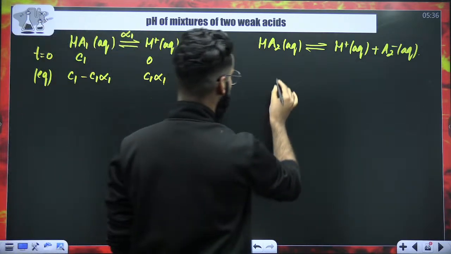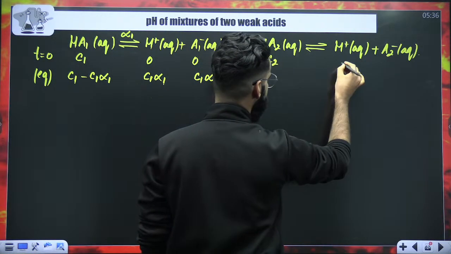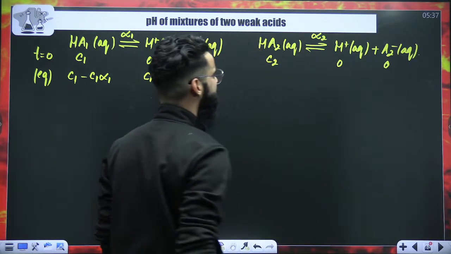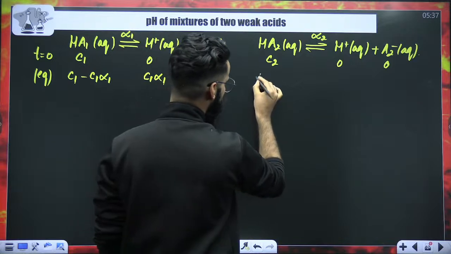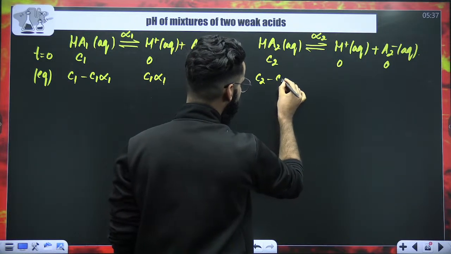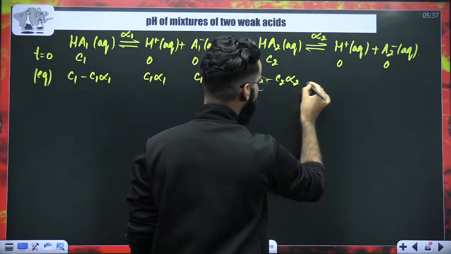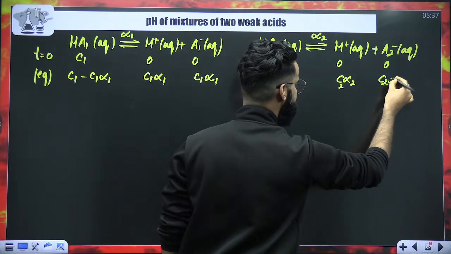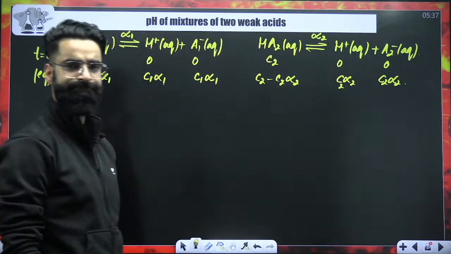In the similar way, my dear students, let's assume that the concentration of the second acid is C2, and the ions are 0 and 0. Let's assume the degree of ionization of this second weak acid is alpha 2. So at equilibrium, I'll be left with C2 minus C2 alpha 2, H positive is C2 alpha 2, and A2 negative is also C2 alpha 2.